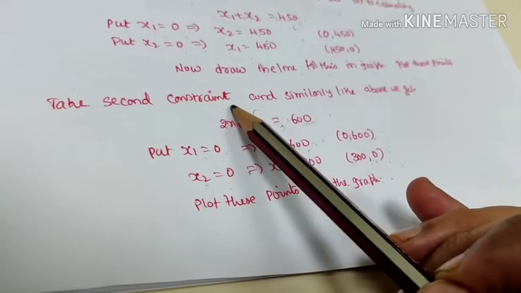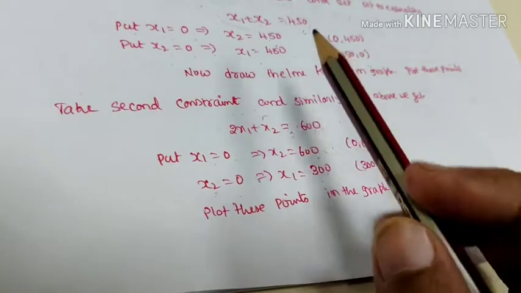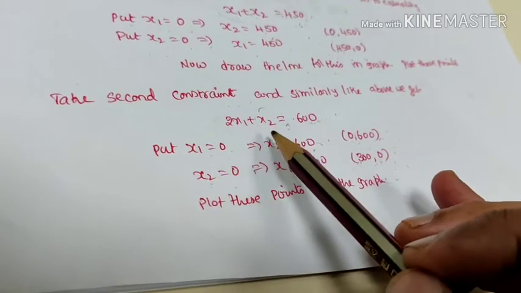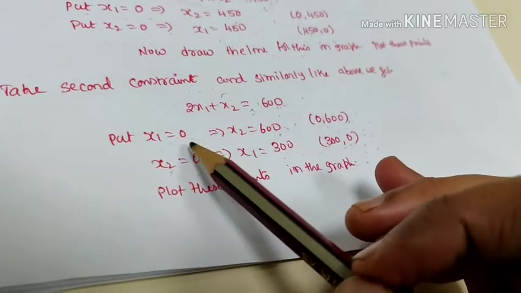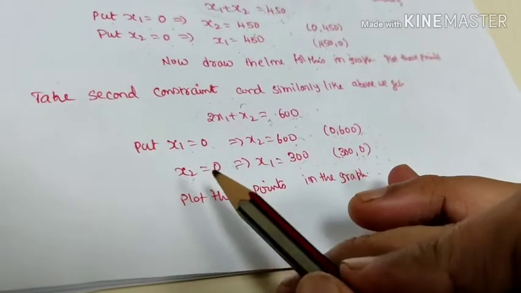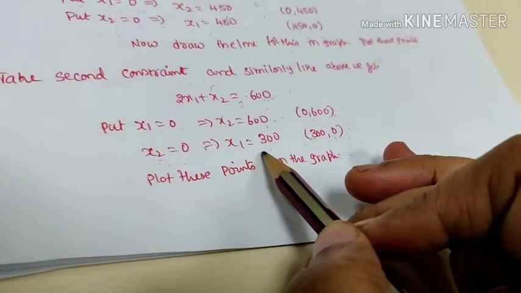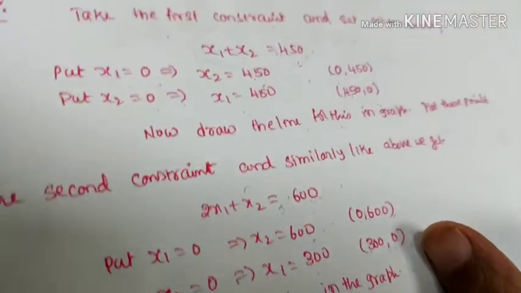Like that, take the second constraint and similarly set the inequality to equality. So 2x1 plus x2 equal to 600. Find the points for this line to plot on the graph. So put x1 is 0, x2 is 600. Put x2 equal to 0, so x1 is 300. So these are the 2 points to put in the graph.